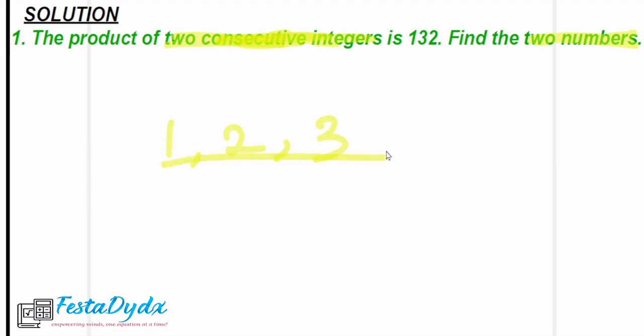It is progressing from the smallest to the biggest. So now here we have integers. The integers here mean it could be a positive number or a negative number. But talking about negative numbers, we should be having -2, -1, 0, 1. That's from the smallest to the biggest. So the product of two consecutive integers is 132.